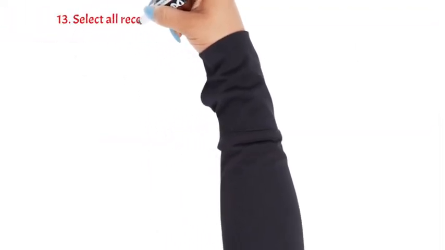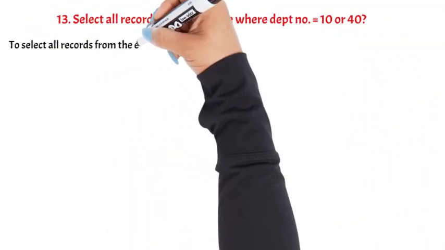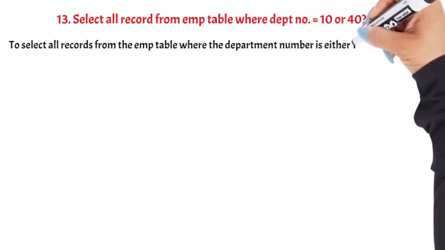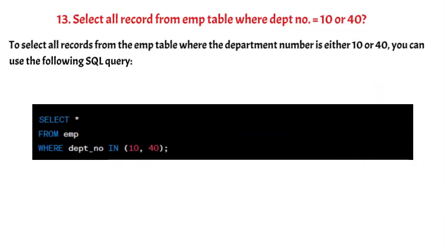13. Select all records from the Emp table where department number equals 10 or 40. You can use the following SQL query. In this query, replace emp with the name of your table and dept_no with the appropriate column name representing the department number in your table. The in keyword allows you to specify multiple values in the where clause. In this case, it selects all records where the department number is either 10 or 40. The asterisk selects all columns from the Emp table, so the result will include all columns for the matching records.